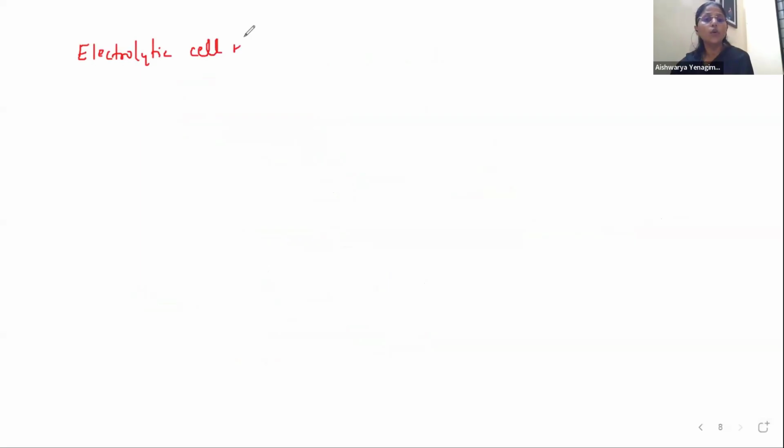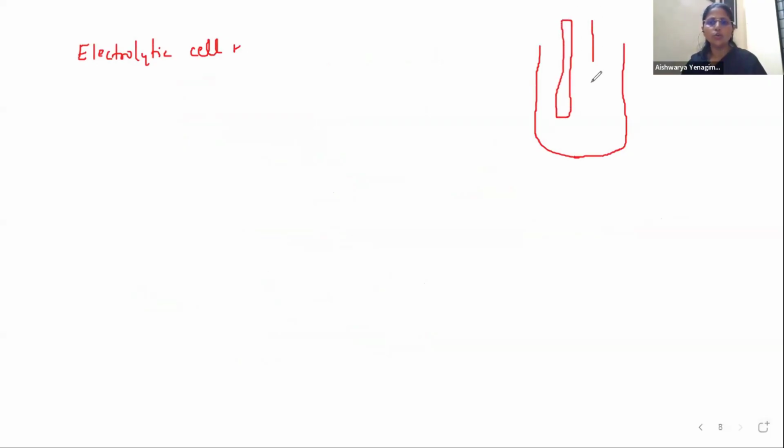As I said, an electrolytic cell is only a single cell in which both the electrodes are dipped. So let's just understand the setup first. See, this is a container which you call a cell, and both the electrodes are dipped in the same solution. So here I have used a battery.